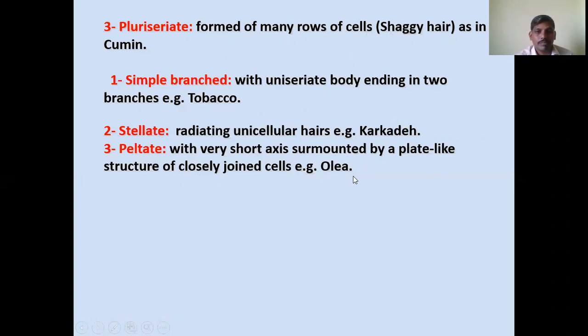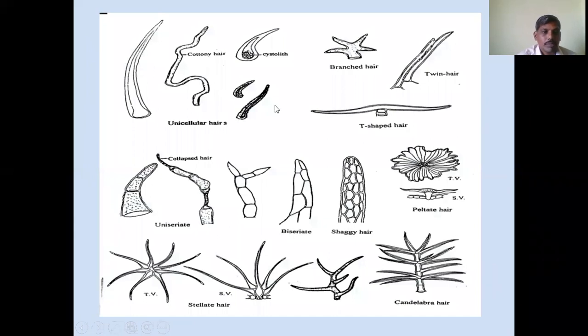Example, pollia. So we can see the picture. These are the unicellular hairs. These are uniseriate hairs, and branched hairs are there. See here. If it is uniseriate, all the cells are arranged in a single row. If it is at the end region, it will be divided into two. Biseriate means two rows of cells, and more than three rows is called shaggy hairs.